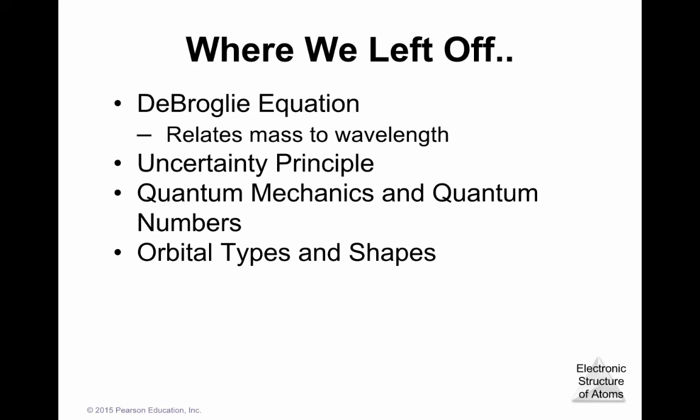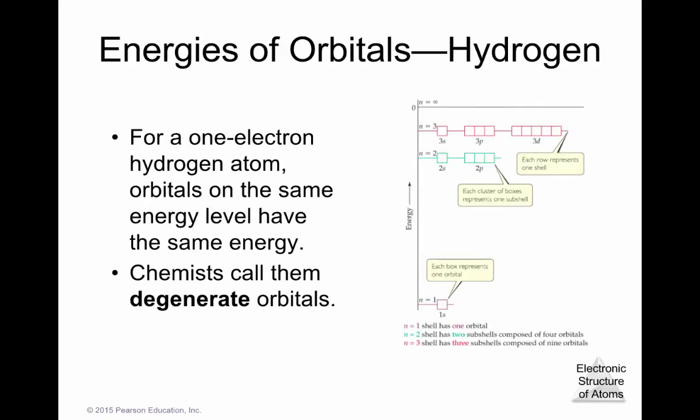We also talked about the uncertainty principle, quantum mechanics. We went through the different quantum numbers, and then we ended by talking about the different orbital types and their shapes. What we're going to go into today is how to do electron configurations and also look at orbital diagrams as well. So a little bit more vocabulary that we didn't really get into in regular chem.